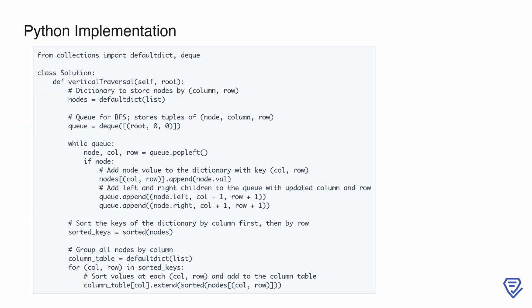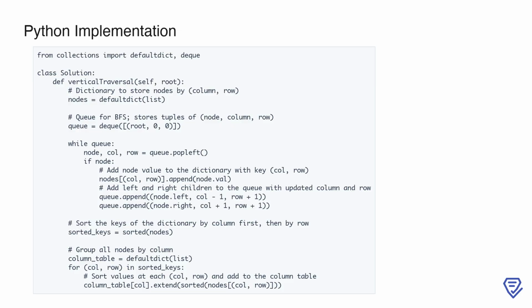Here, we start by importing the necessary libraries. The defaultdict helps us efficiently group nodes based on their positions, and deque is used for breadth-first traversal of the tree. Inside the Solution class, we define the vertical traversal method. The first step is to create a dictionary named nodes to store the values of tree nodes grouped by their column and row coordinates. Next, we initialize a queue using deque, which will hold tuples containing a node and its corresponding column and row indices.